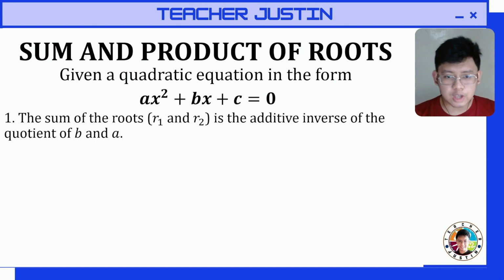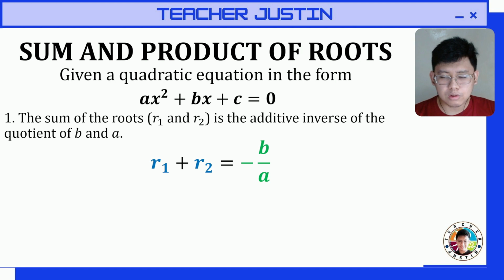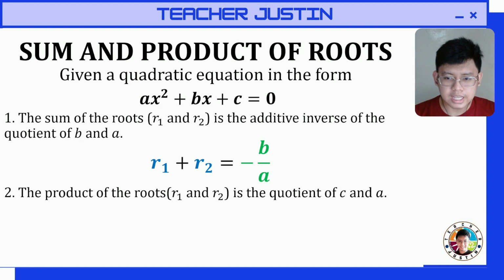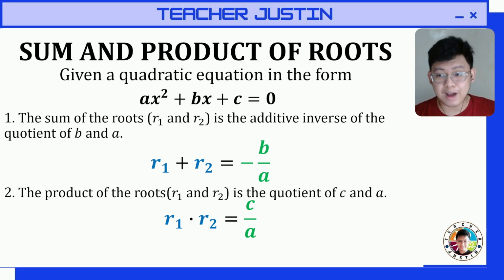So, for the sum, okay, it is the additive inverse of the quotient of b and a. So, yung sum ng ating dalawang roots, it is equal to negative b over a. Now, yung product naman, yung formula niya, it is the quotient of c and a. So, yung product ng ating roots will be equal to c over a. And that's it. Now, let's have some examples in finding the sum and product of our roots.